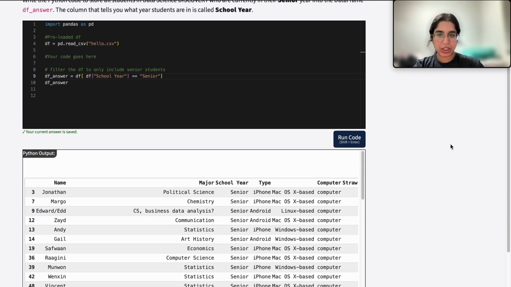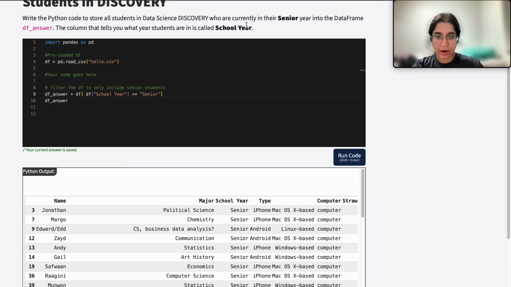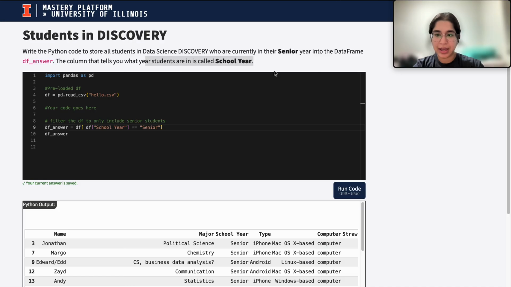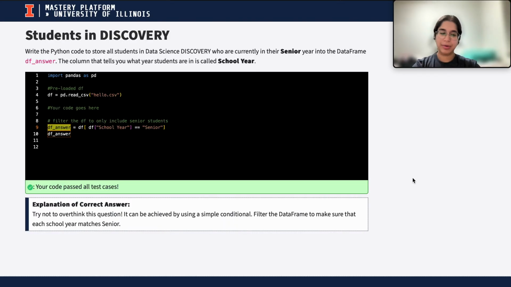Making sure and checking that your output matches what the question is asking is a really good idea, and I highly recommend you do that. I think this is all the question wants us to do. We want to store it in df answer, so make sure the data frame is the correct name. And then when we submit our code, we get it correct.